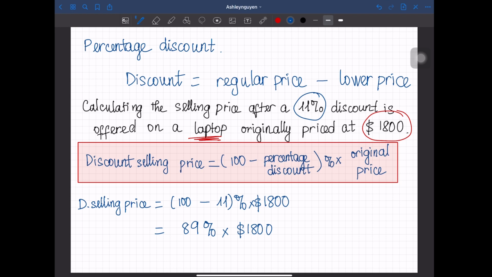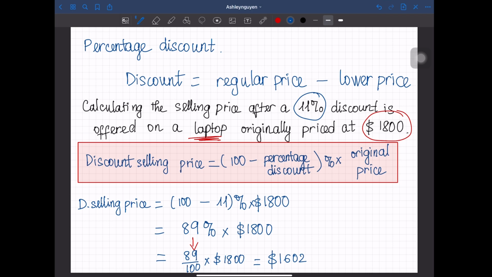To do this one, we need to write the percentage in the form of a fraction. 89% would be written again as 89 over 100 multiplied by the original price that we already have here, 1,800. It would be $1,602. So we can say that the selling price after an 11% discount is $1,602.